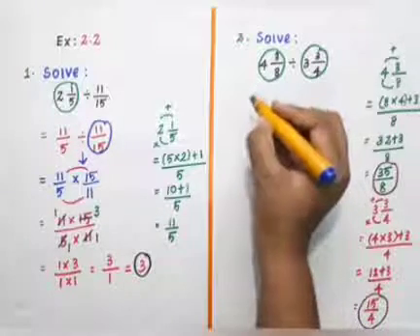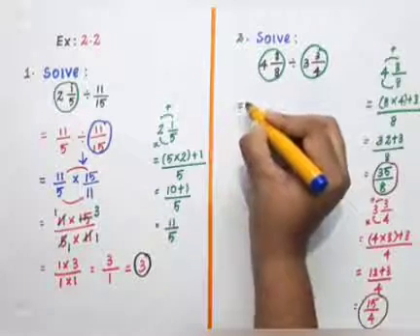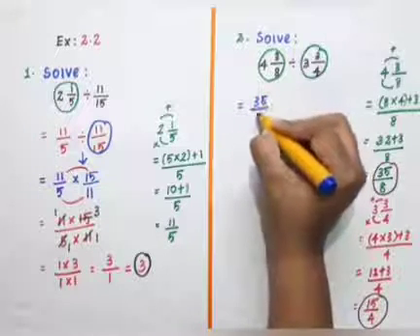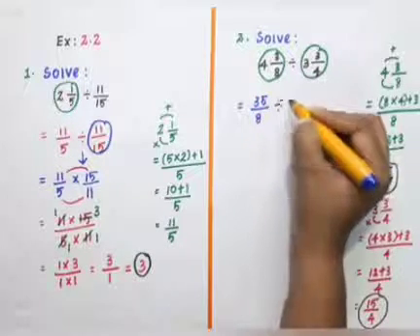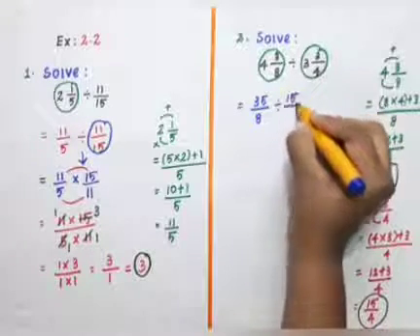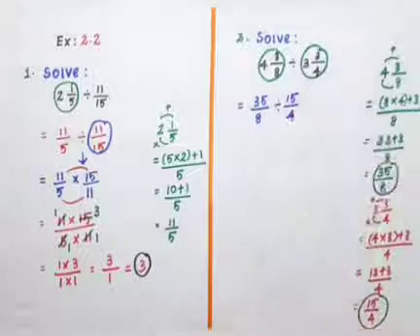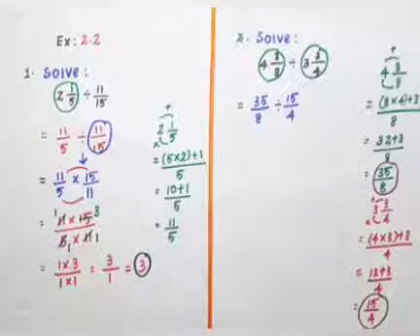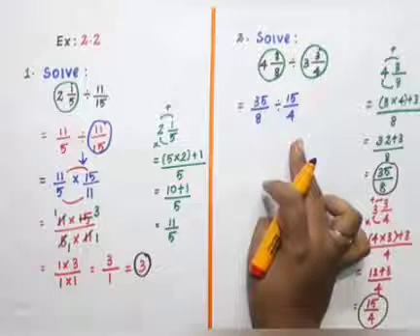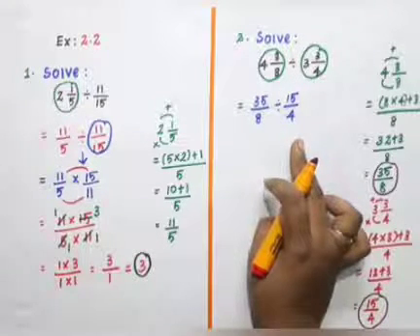Therefore, 4 3/8 is equal to 35/8, and 3 3/4 is equal to 15/4. Now, we have to divide these two fractions by using the tip keep, change and flip.